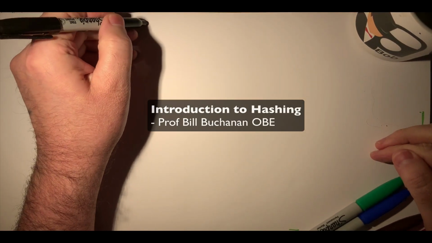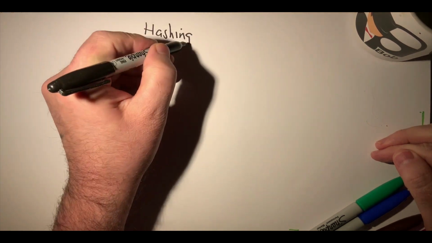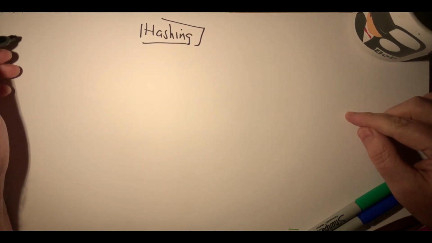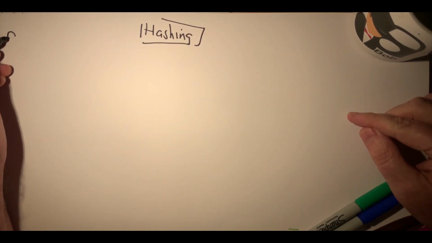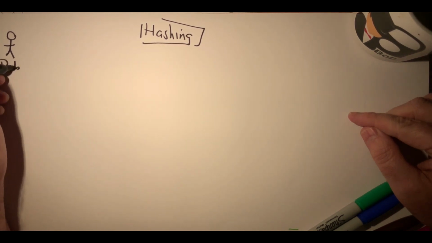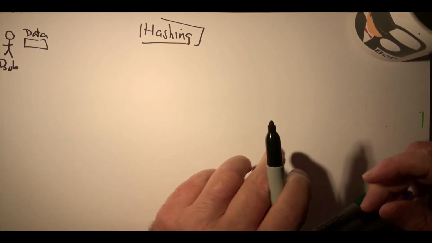Okay, so let's look at hashing methods. With hashing methods, say we have Bob, and Bob has some data.